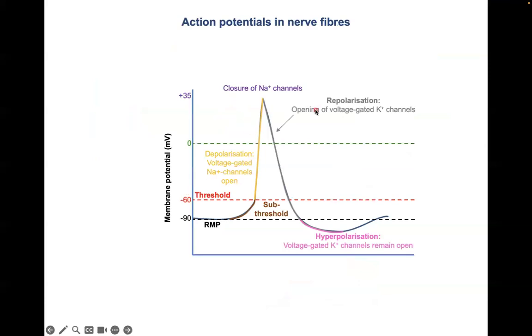In the nerve fibers, the action potential has different phases. We start off at minus 90 millivolts, the resting membrane potential, and we have to reach the threshold of minus 60 millivolts. This is when the voltage-gated sodium channels start to open up. Anything below the threshold is called subthreshold.